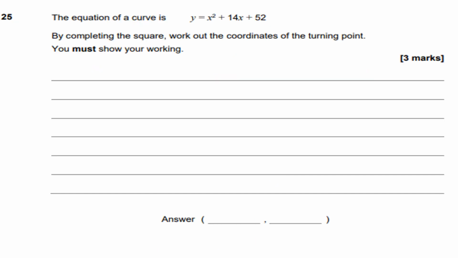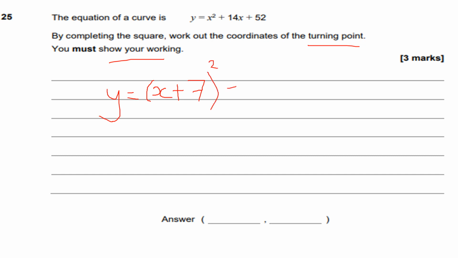Okay guys, so completing the square. The equation of a curve here is y is equal to x squared plus 14x plus 52. By completing the square, work out the coordinates of the turning point. You must show your workings. So the method is as follows. In brackets, I do x plus half of the coefficient of the x, so half of 14 will be 7. So x plus 7 all squared.